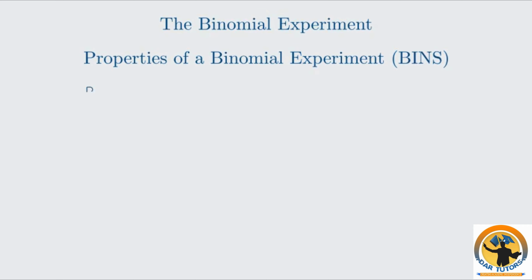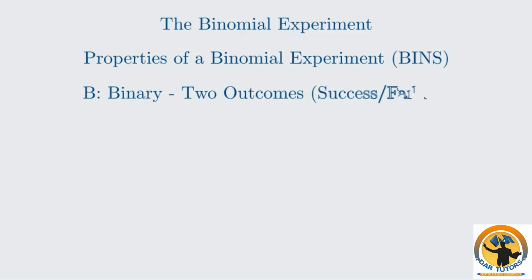There are 4 key properties we look for. Let's remember them using the acronym BINS. First, B stands for binary. This means that each trial has only 2 possible outcomes, success or failure. For example, a coin toss can result in heads or tails, and a student can either pass or fail a test.